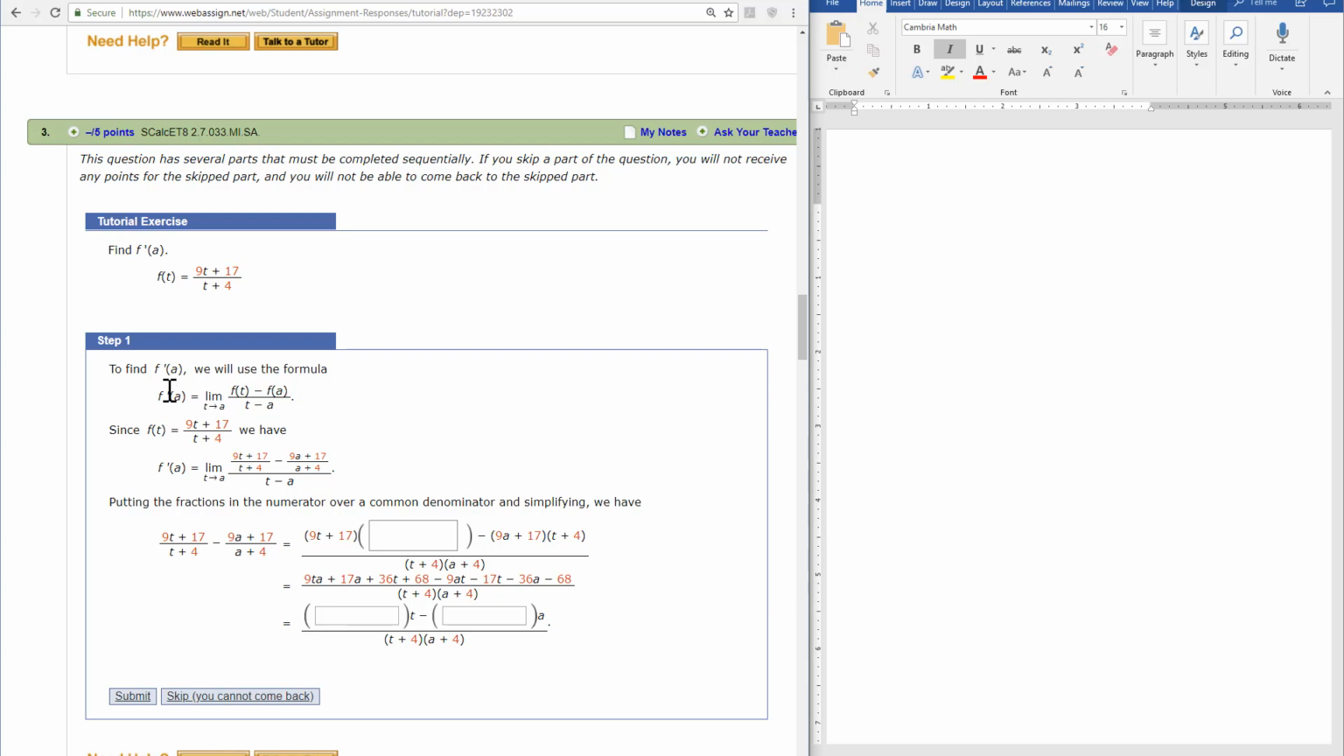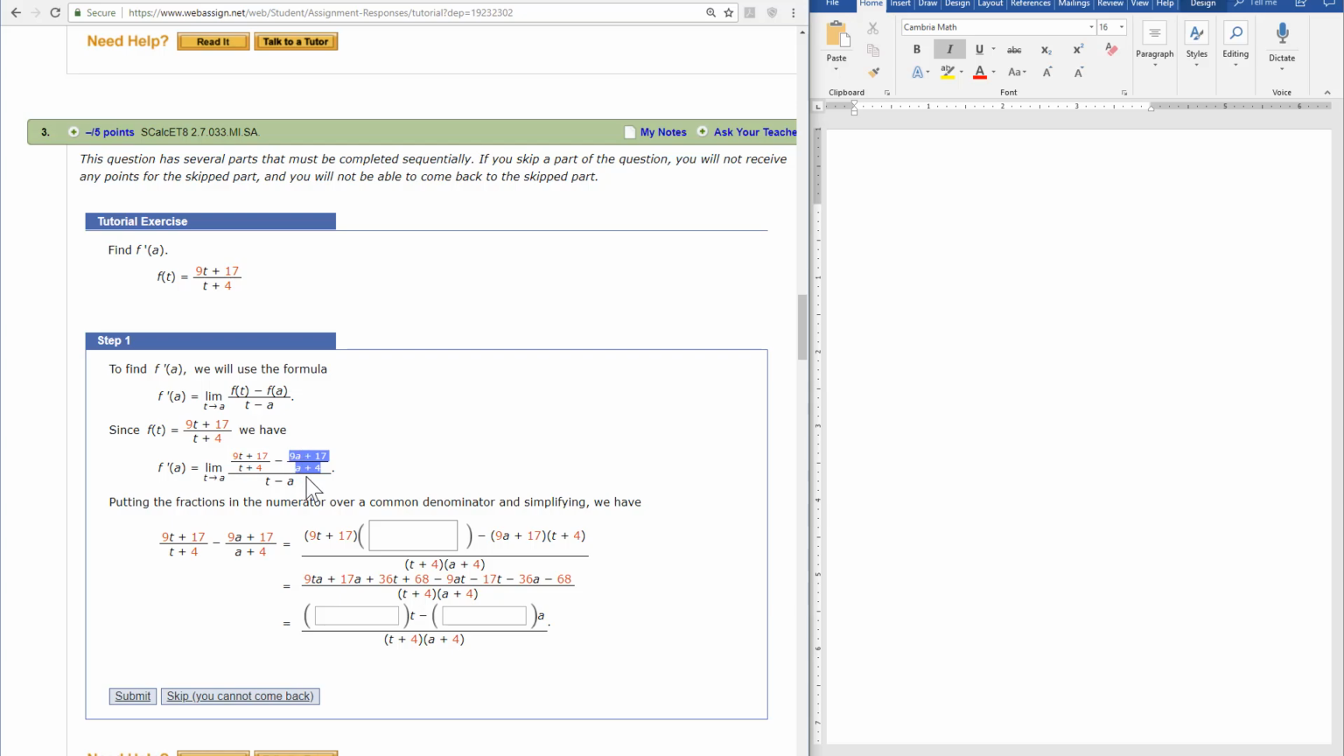So our formula is f prime of a is equal to the limit as t approaches a of f of t minus f of a in the numerator divided by t minus a in the denominator. So our function f of t is 9t plus 17 divided by t plus 4. And so we're going to just drop the whole function in for the first part of the numerator minus, we're going to put that function evaluated at a.